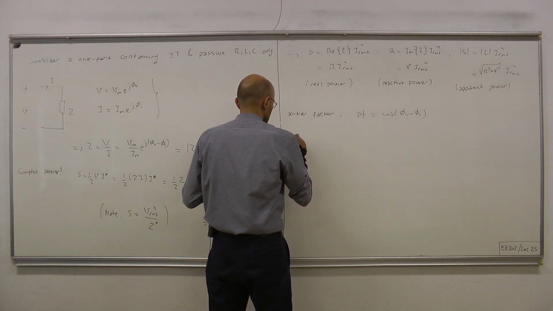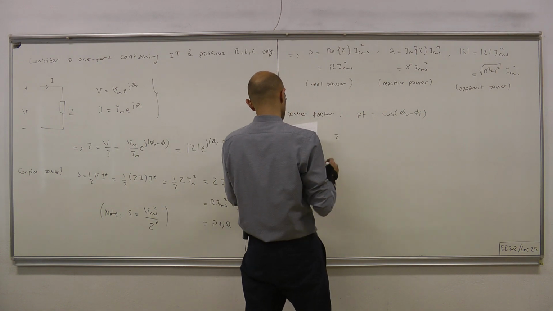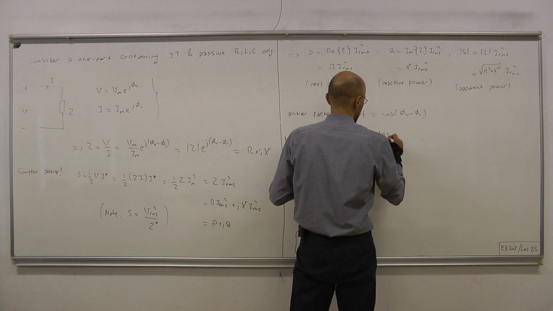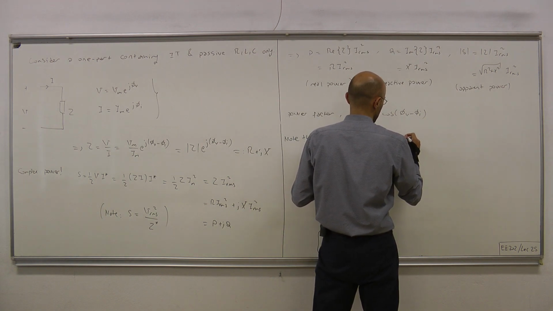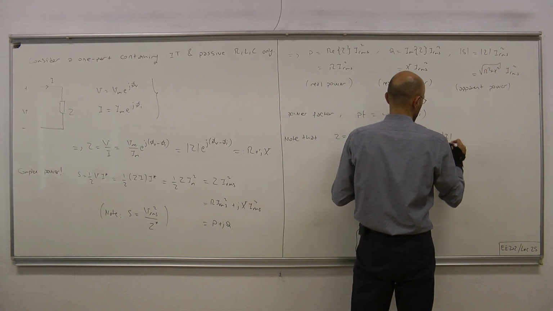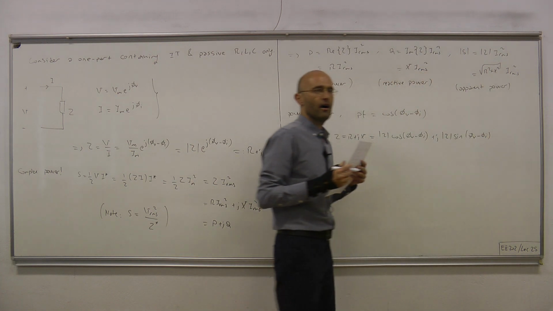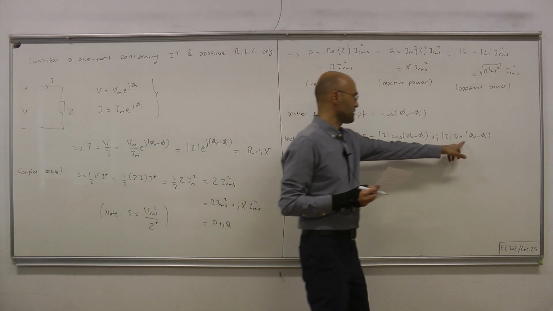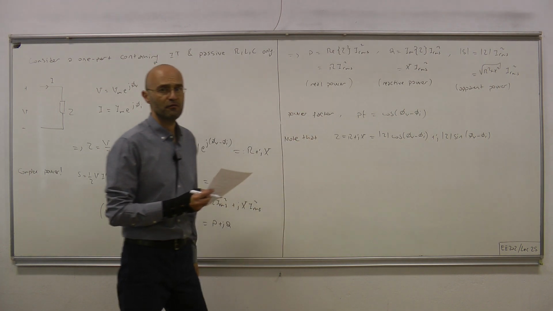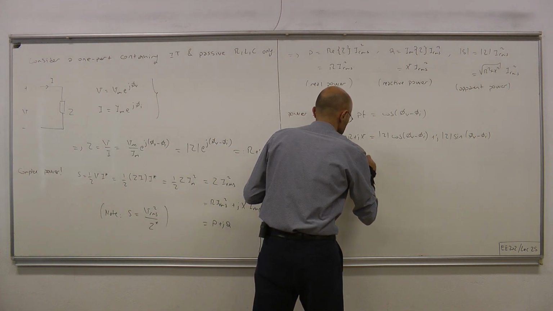Note that we can write Z as the magnitude times the power factor plus j magnitude times sine of phi v minus phi I. That's the sine of the phase difference phi v minus phi I. And likewise, S can be written as P plus jQ.